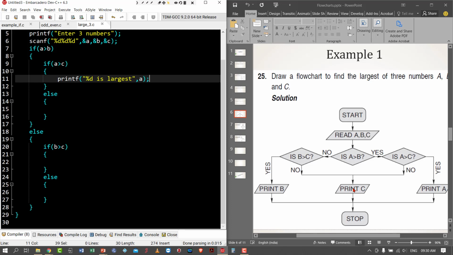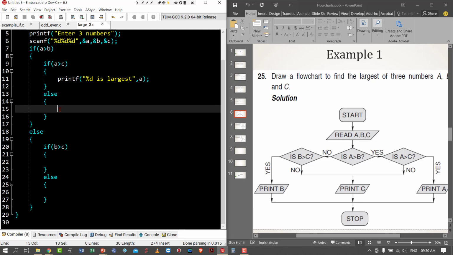What is given in the flowchart? If it is false, what do I have to print? You just read the statement. What is the statement written here? Print C. They asked to print it as C. So here what will I do? I have to print the value of C.